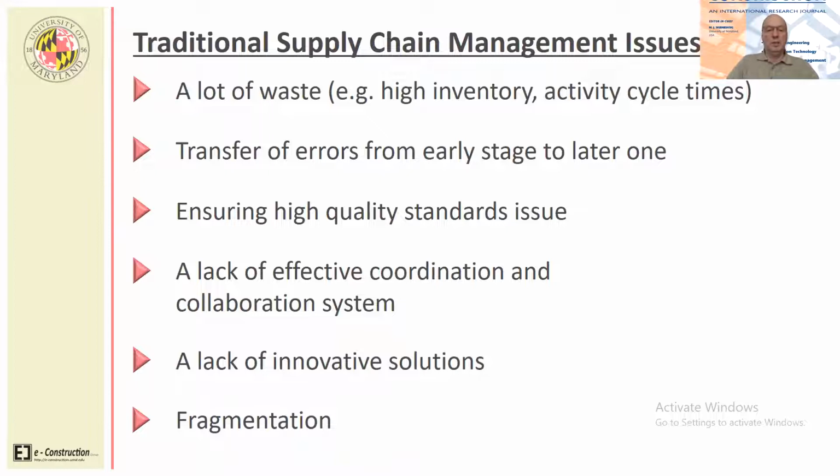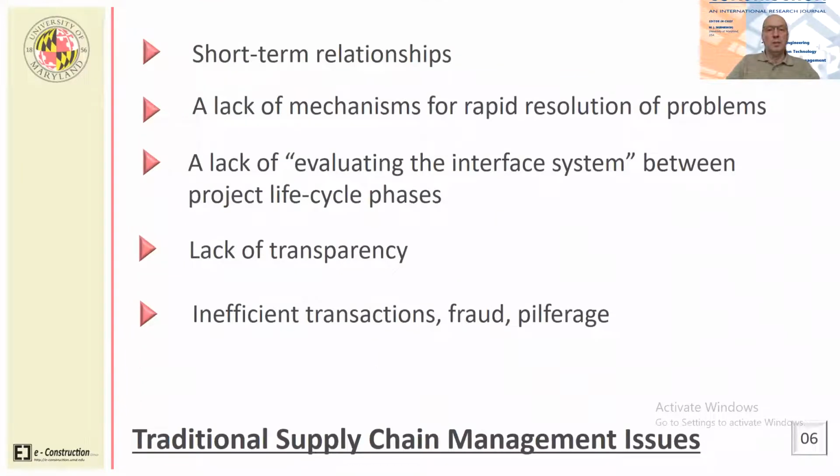And then we have this fragmentation issue that I keep alluding to because the nature of the industry and the size of the projects that sometimes require multiple parties to be involved in the project, not only at the same time, but throughout the entire life cycle of the project.